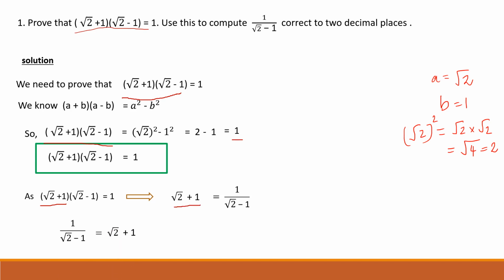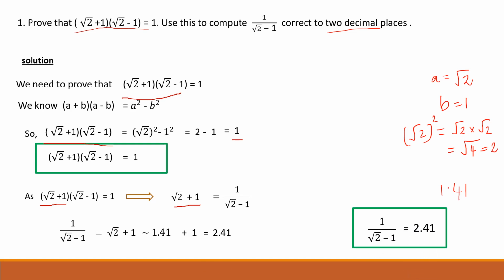And we know the value of root 2, and so we can simplify this. So on simplifying, what will you get? Root 2 can be replaced with 1.41. Why I am not taking 1.414 is that we need the answer in 2 decimal places. So we get 1.41 plus 1. And what is this? Correct, 2.41. So we got 1 by (root 2 minus 1) equal to 2.41, and this is our answer.